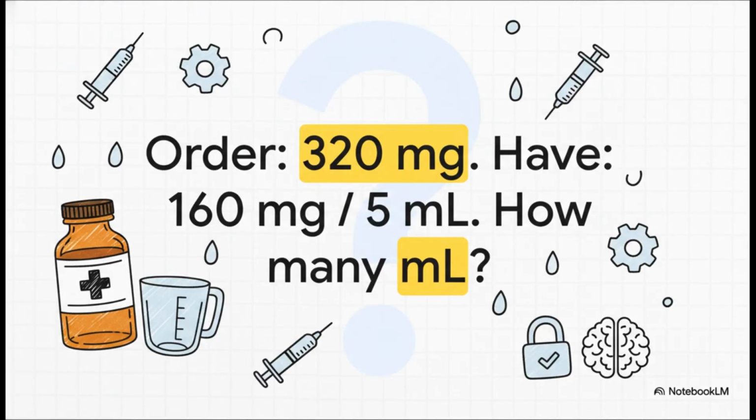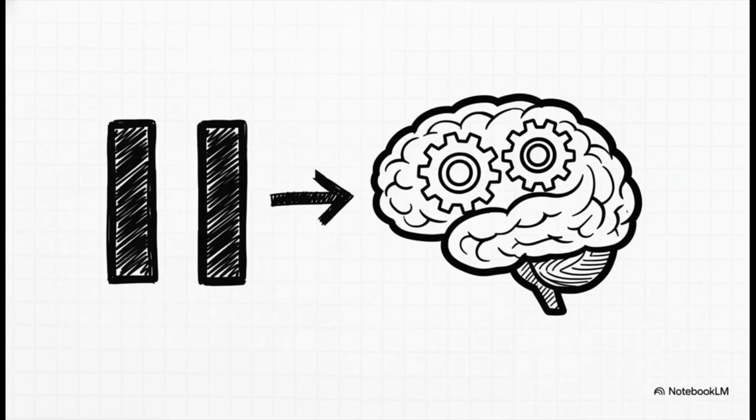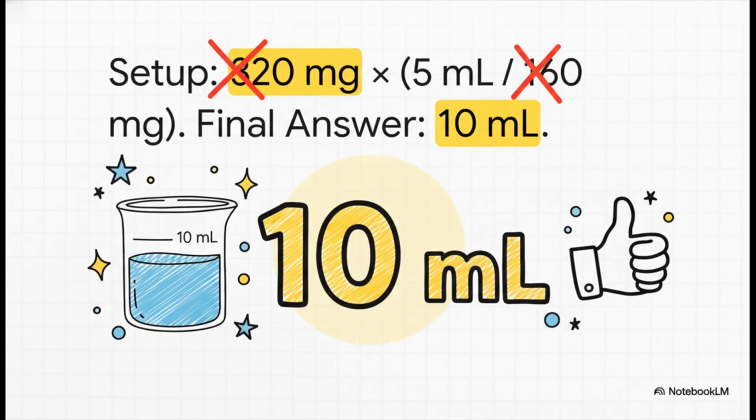Okay, one more to really lock this in. The order calls for 320 milligrams of acetaminophen. The bottle is labeled 160 milligrams per 5 milliliters. Let's do this. You know what to do. Pause the explainer one last time and solve it. And the answer is 10 milliliters. The setup is 320 milligrams times 5 milliliters over 160 milligrams. Fantastic work. See, you've totally got this.